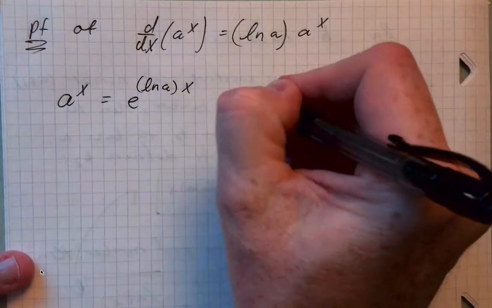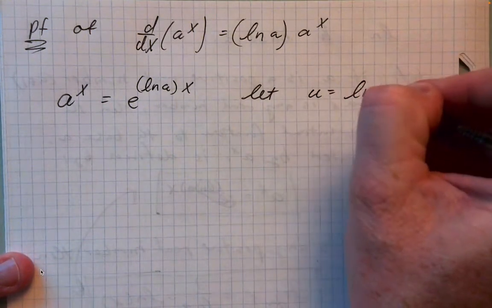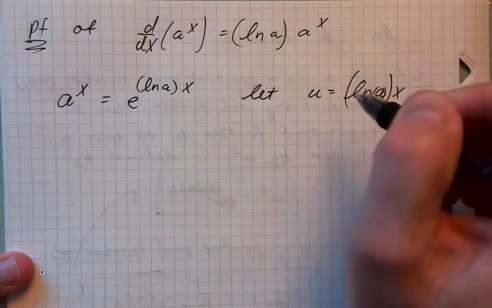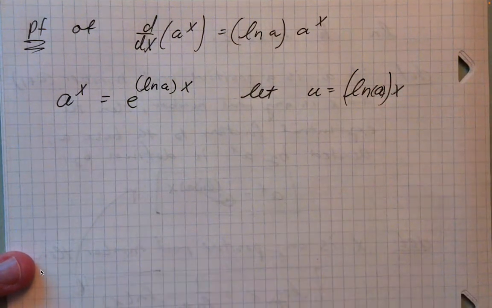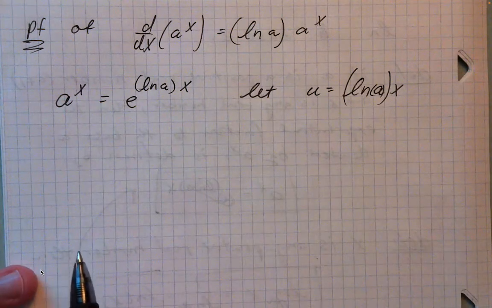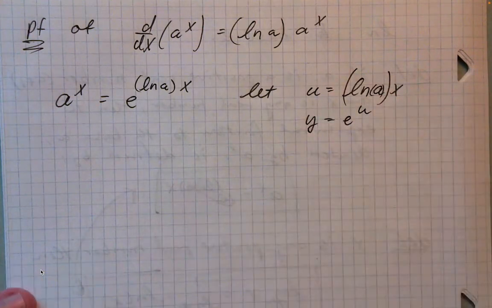So let's let u equal ln a times x. Right, so notice that the natural log of a is some number times x. Then y is equal to e to the u, isn't it? Okay. And then this is just the chain rule.